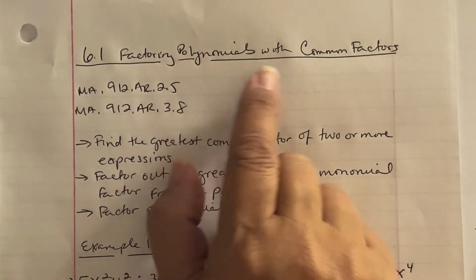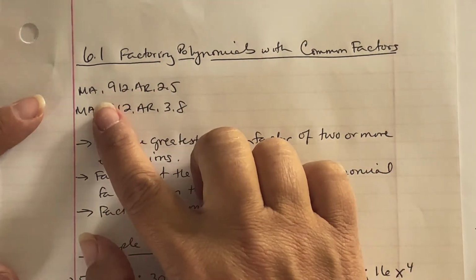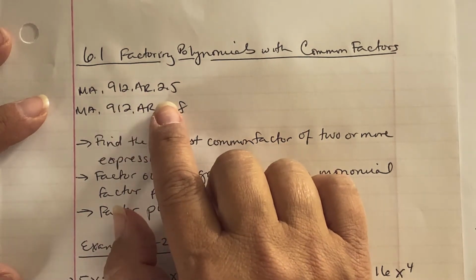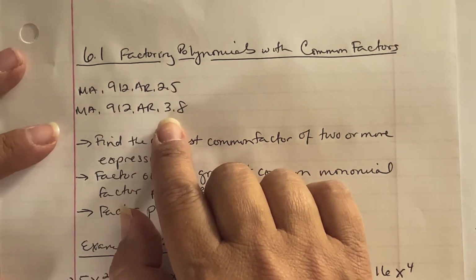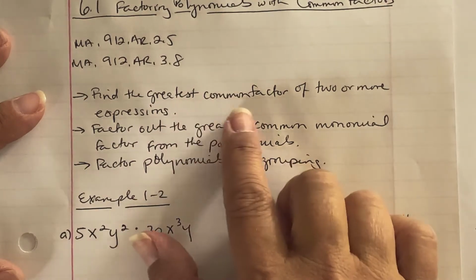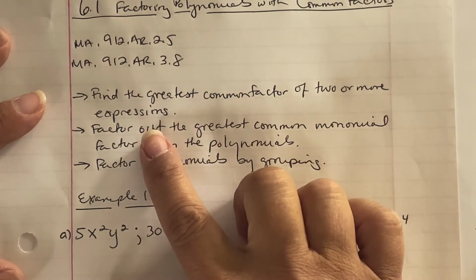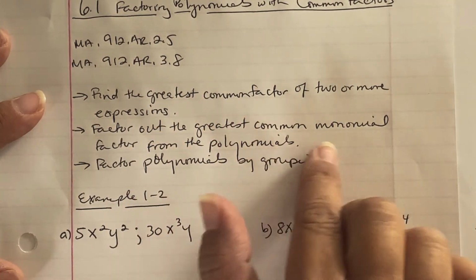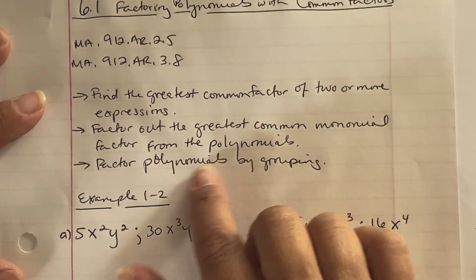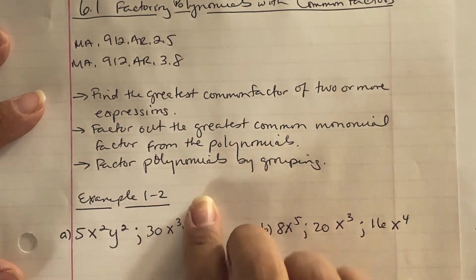6.1 Factoring polynomials with common factors. It's MA 912, AR 2.5, and 3.8. We want to find the greatest common factor of two or more expressions. We want to factor out the greatest common monomial factor from the polynomials. And then we want to factor polynomials by grouping.